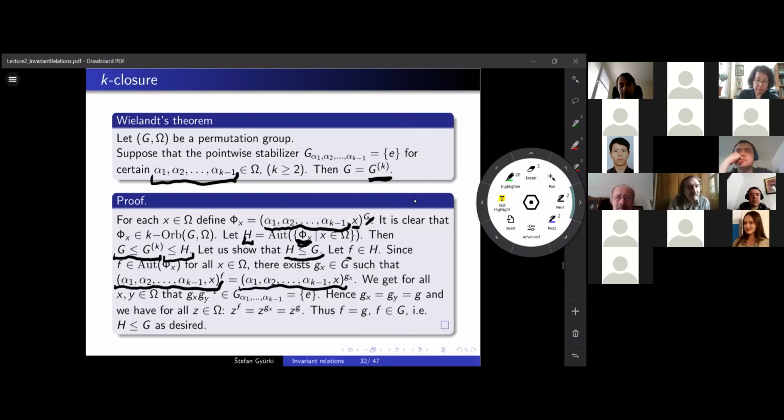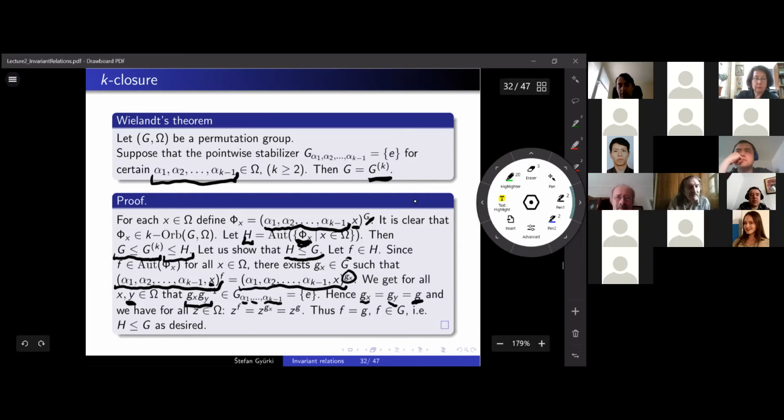And we can do the same thing with another element y from the set omega. After that, it is easy to see that jx times the inverse of jy is stabilizing alpha 1, alpha 2, and so on, alpha k minus 1. And by our assumption, it is the only element identity. So that means that this jx is the same as jy. In fact, this means that it is independent of the choice of x.